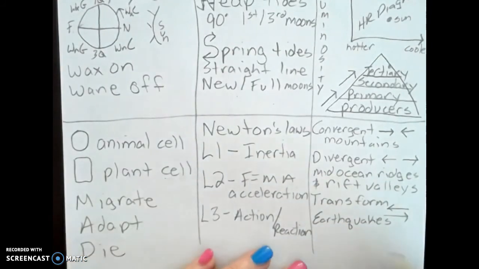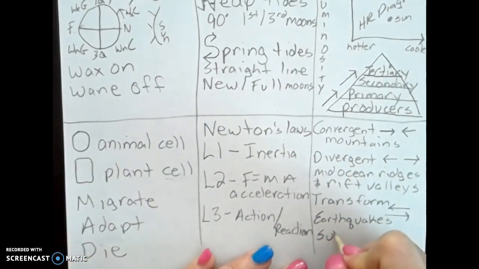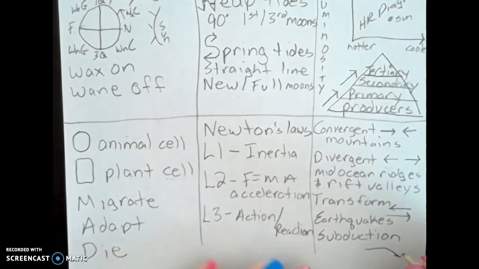And then the last thing I want you to remember is subduction. Subduction is a convergent boundary, so they do go towards each other, but one is going to go underneath because it is more dense than the other plate. If it is an oceanic versus a continental plate, the oceanic plate will subduct. So ocean plates will go underneath.